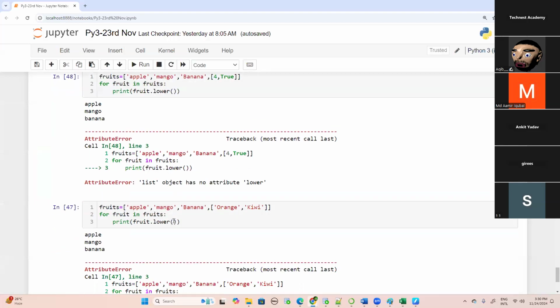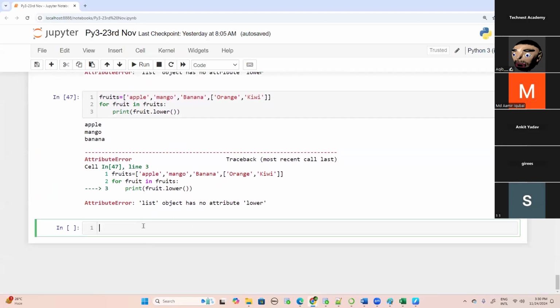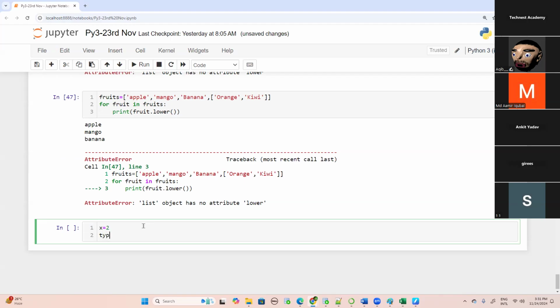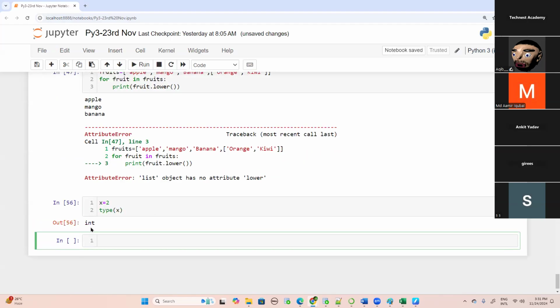Yes. Okay. Now suppose I will write here a variable x equals 2. The screen is visible, no? Yes, the Jupyter is visible. I will write x equals 2 and try to find the data type of it. In Python, if you have to find the data type, you just have to write type and the variable name. See, I'm executing it with the run button. This is integer. x equals 2 is an integer.